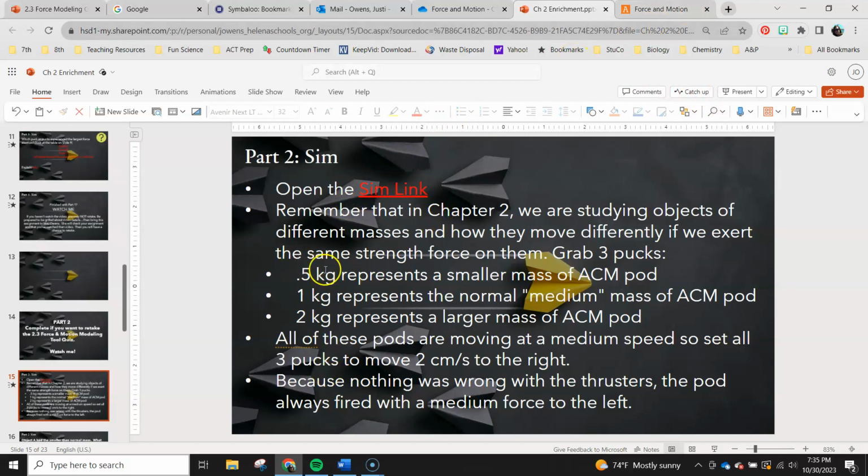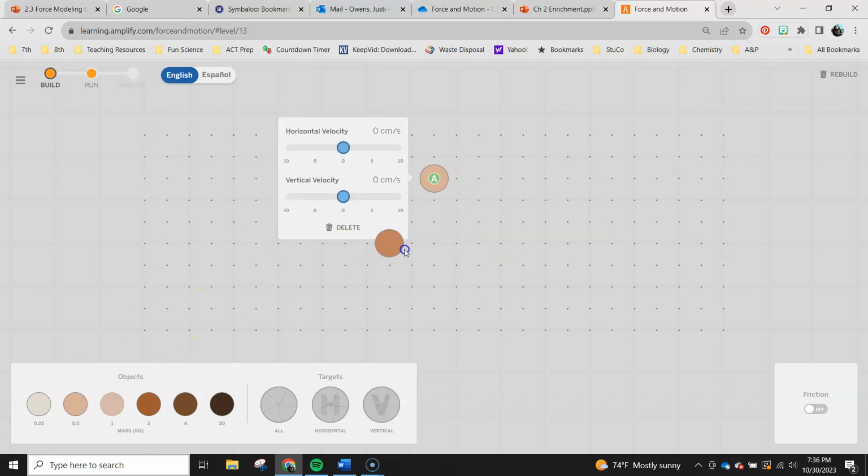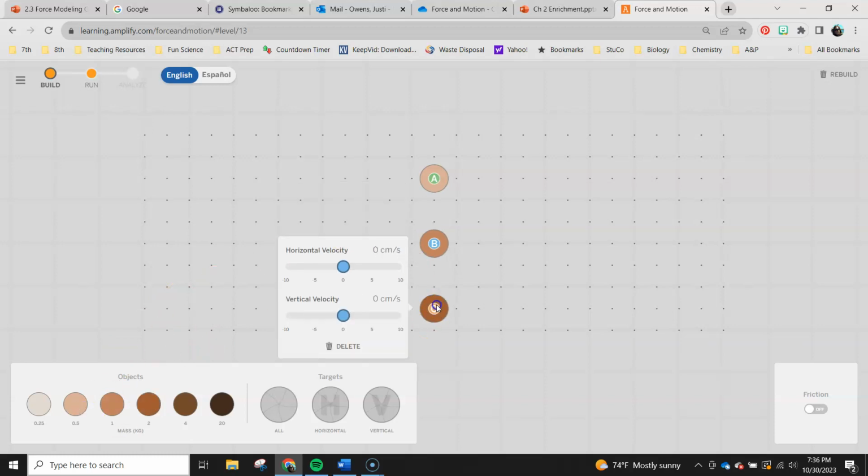Okay, we're going to use 3 different pucks to represent the smaller mass of the ACM pod, the normal medium-sized mass of the ACM pod, and then the larger mass if we had too many asteroid samples in the pod. So you will open up that sim link and use the 3 different pucks. So again, a 0.5 kilogram puck to represent our puck A, our lighter puck. Our normal puck is going to be our puck B, and then a 2 kilogram puck is going to be our heavier than normal asteroid collection pod.